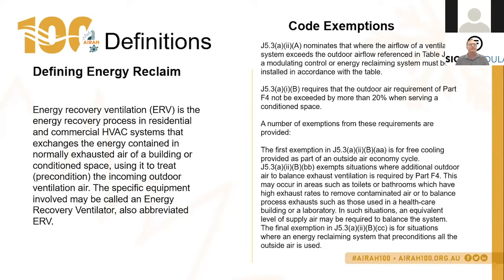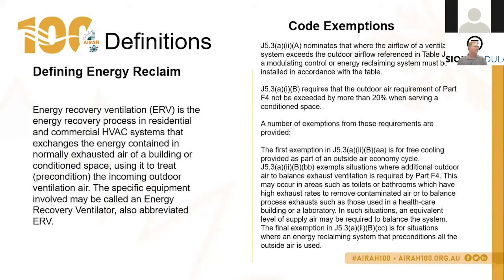Energy reclaim. One of the methods is an energy recovery ventilator. On the air side, it's air-to-air heat exchange. We're treating the outdoor air coming into the building with the exhaust air that's being released from the building, and gaining some energy improvement. There are exemptions in regards to this.